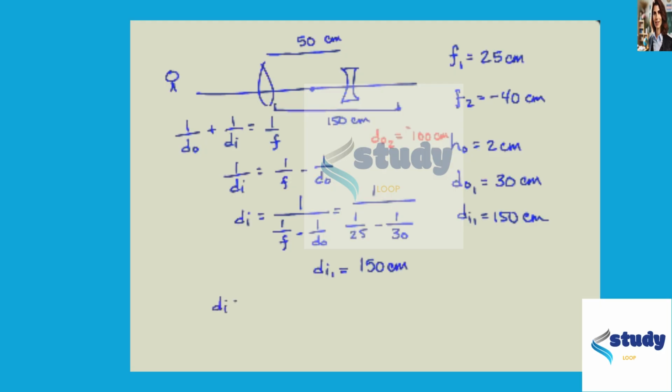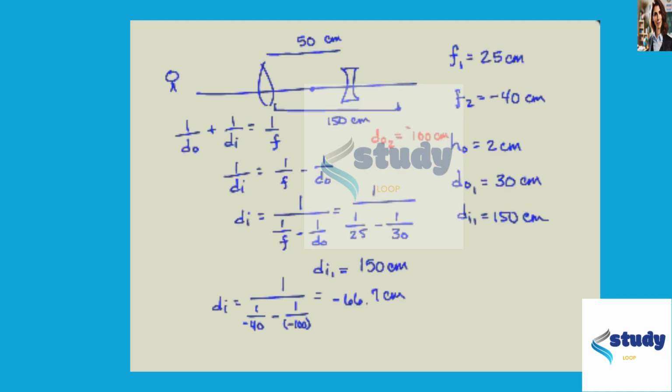So dI equals 1 over F, which is now negative 40, minus 1 over dO, and this gives us negative 100. And we get a new distance of the image as negative 66.66666, round to 67 centimeters. So that means that my image is being created to the left of the second lens.